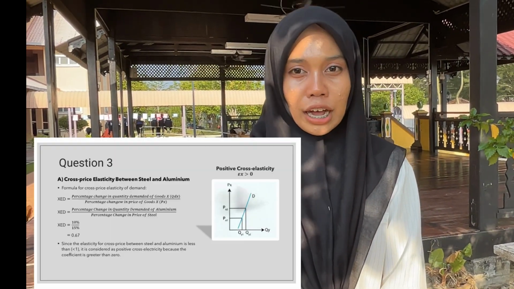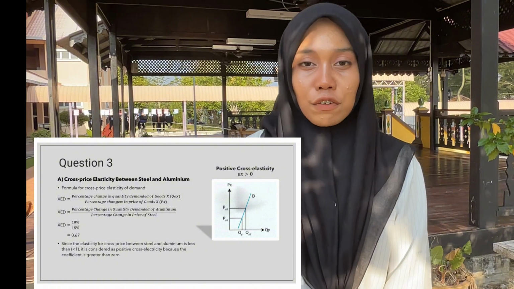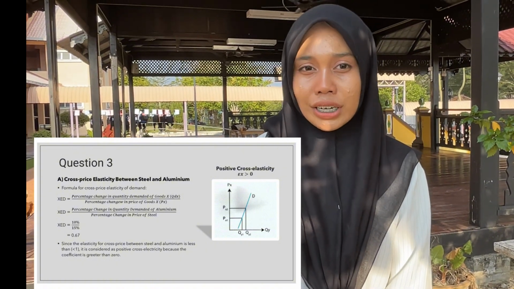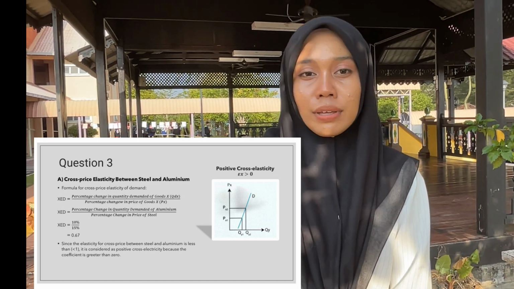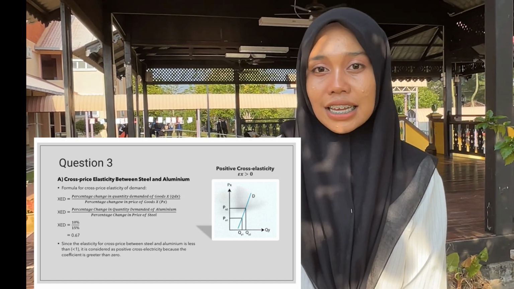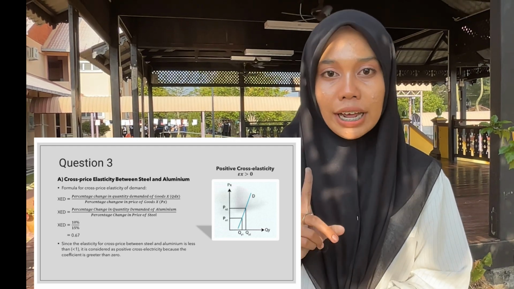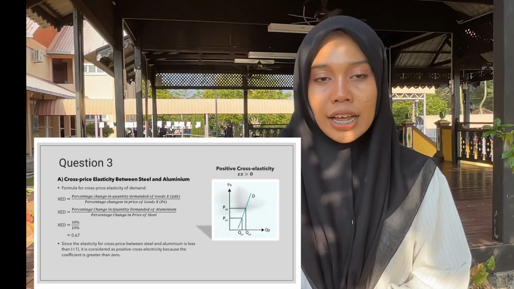So, let's move on to question 3. I'll be talking about how a change in the price of steel affects the demand for aluminium using the cross price elasticity of demand, or XED. To begin, what is XED? XED measures how the demand for one product changes when the price of another product changes.